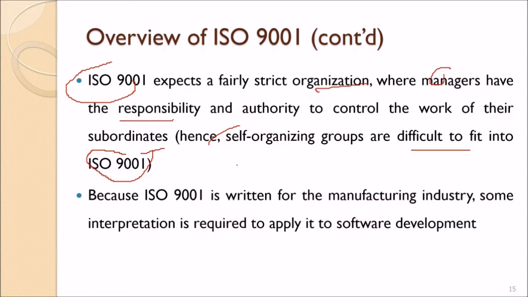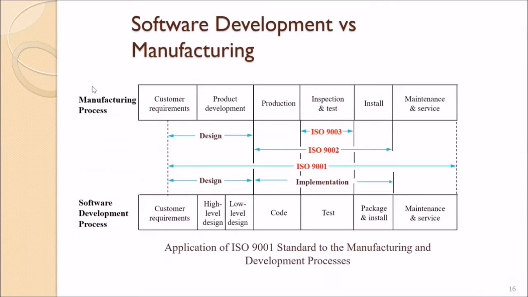Because ISO 9001 is written for the manufacturing industry, some interpretation is required to apply it to software development. This is the software development versus the manufacturing. This is the manufacturing process, and here we have the software development process. In the manufacturing process, we have customer requirement, we do the product development, production, we do the inspection, test, install, and maintenance and service.